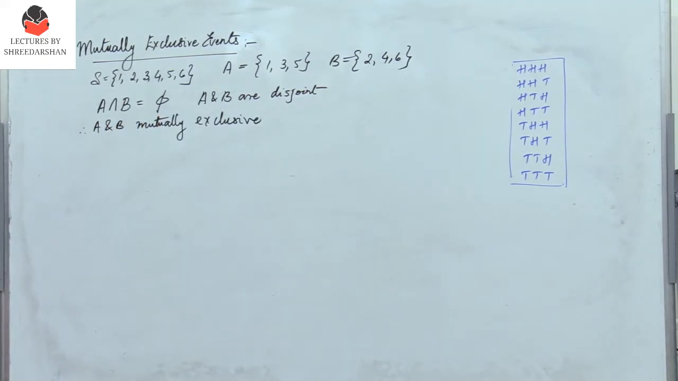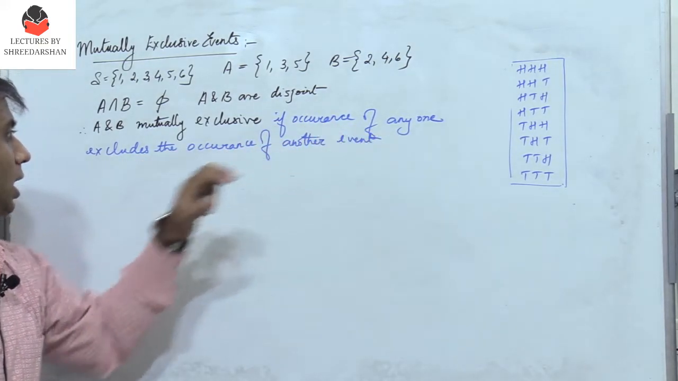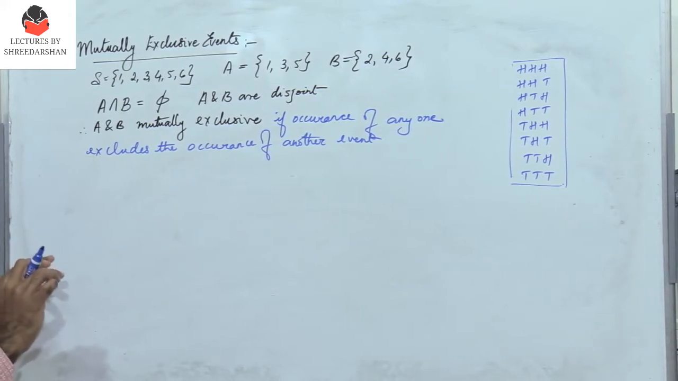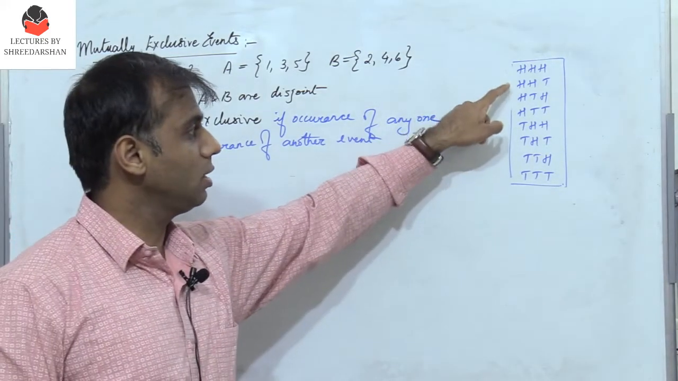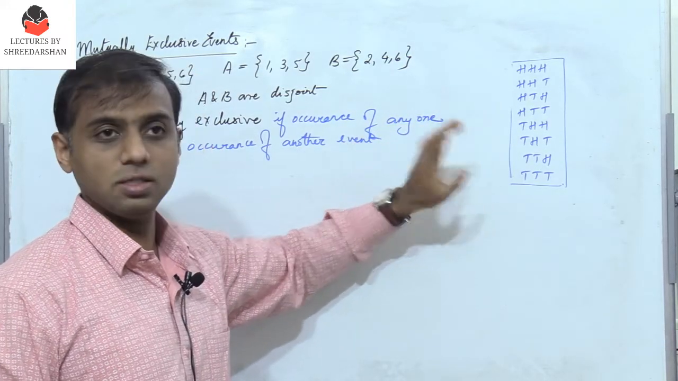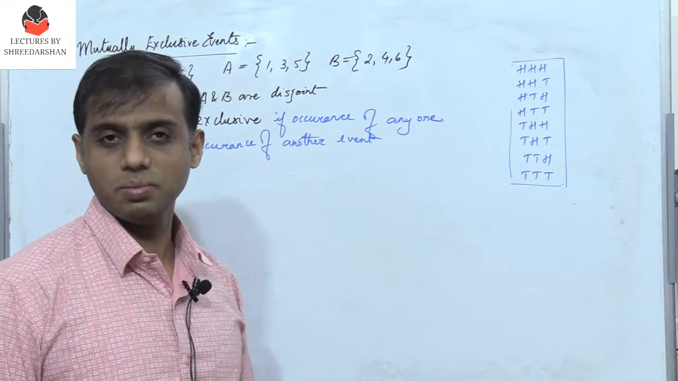So what is the definition? If the occurrence of one excludes the occurrence of another event, that means they cannot occur simultaneously. A and B are said to be mutually exclusive if occurrence of any one excludes the occurrence of the other. That means both of them cannot occur simultaneously. We have to note that simple events of a sample space are always mutually exclusive events. What are simple events? I only have one of them, right? Let's assume that these are events A, B, C, D, E, F, G, H and so on. All these events are mutually exclusive because there is nothing common between the two.